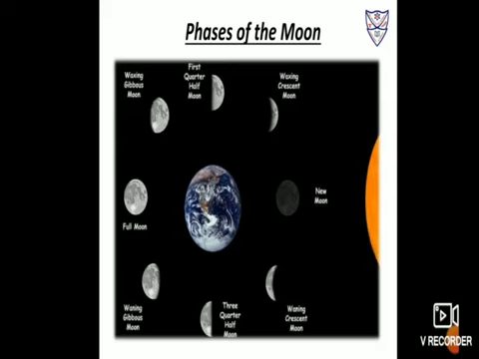So this decreasing size of the lighted part of the moon as the moon revolves around the earth is called waning of the moon. And the increasing size of the lighted part of the moon as the moon revolves around the earth is called waxing of the moon. So increasing size we are saying waxing, and decreasing size of the lighted part we are saying waning. So the increasing and decreasing size of the lighted part of the moon as the moon revolves around the earth is called phases of the moon.